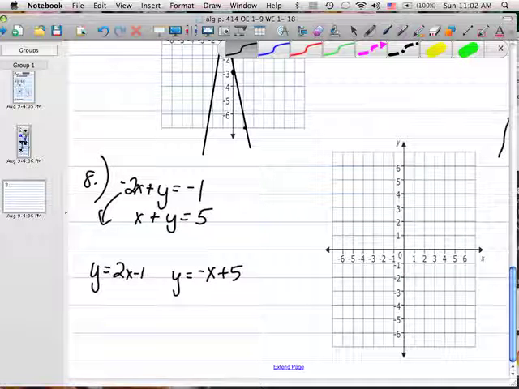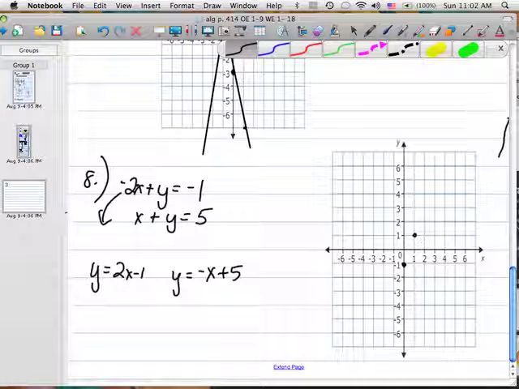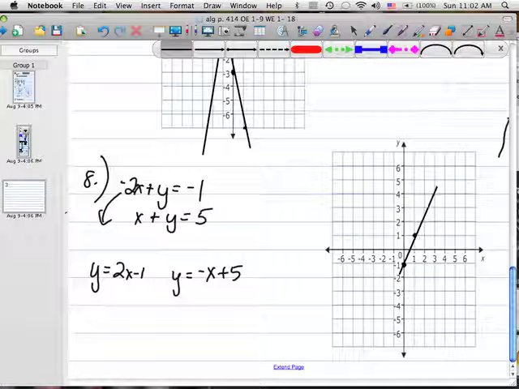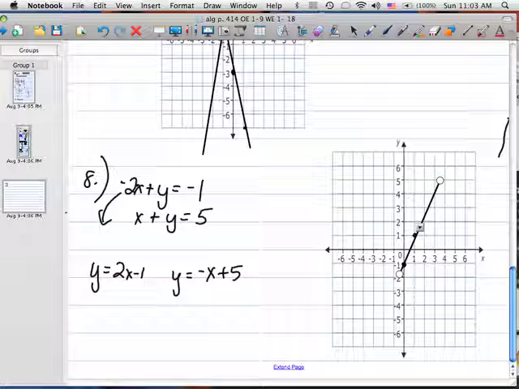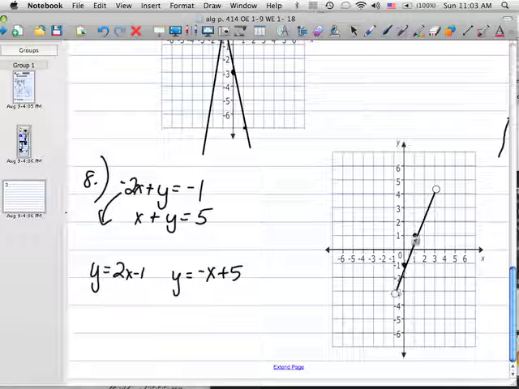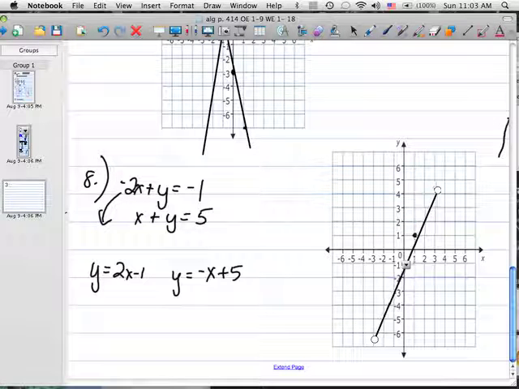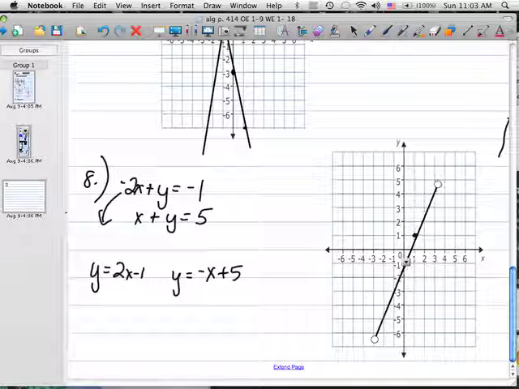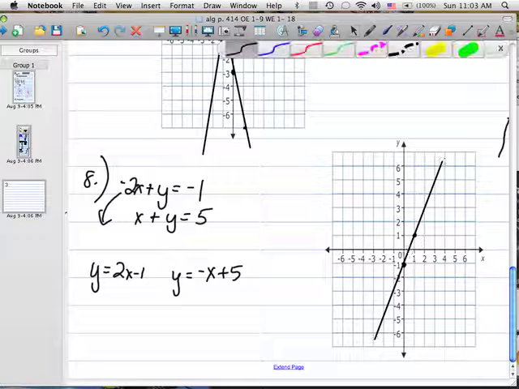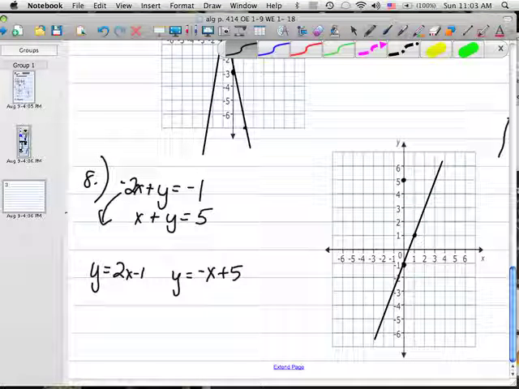So the first one, its intercept is 0, -1. The slope is 2, up 2, right 1. And connect that with a line, and lengthen that line a little bit. And the second one has an intercept of 0, 5, and its slope is negative 1, down 1, right 1. Connect that with a line.